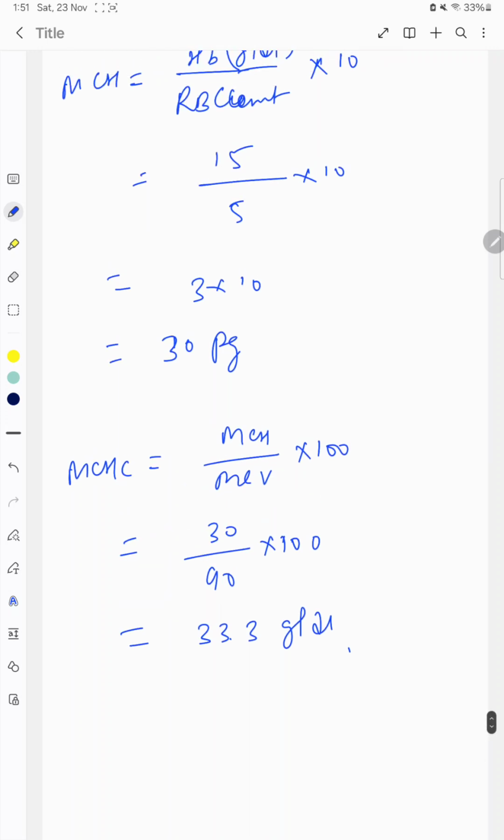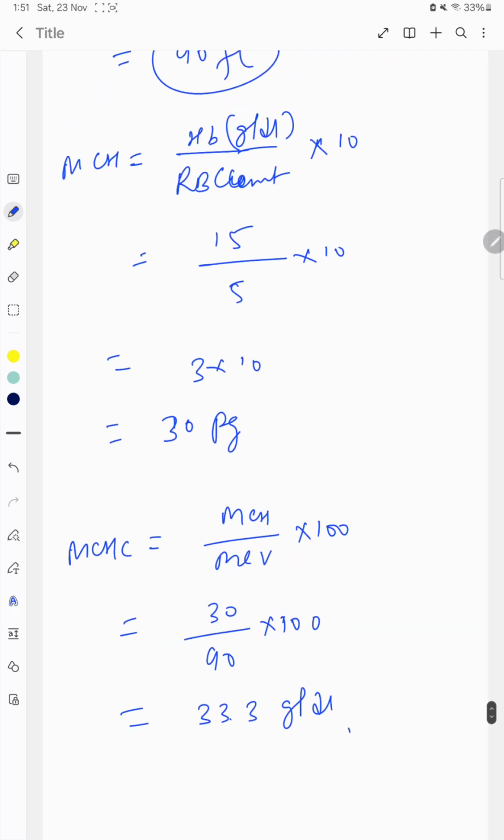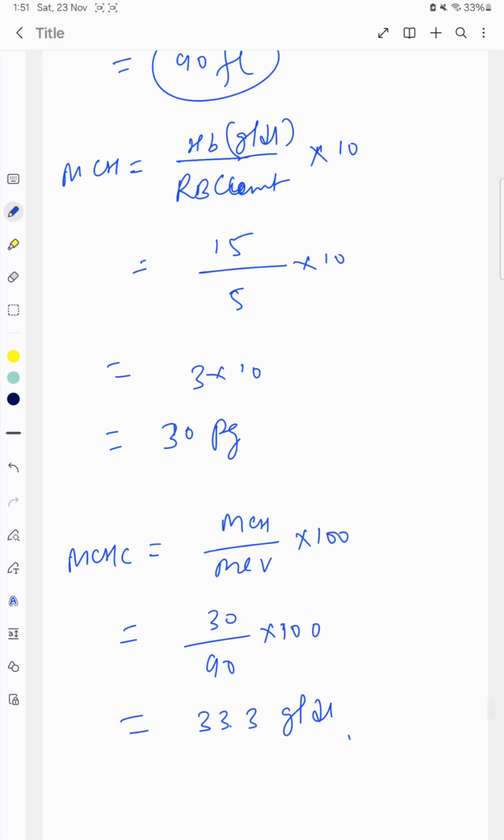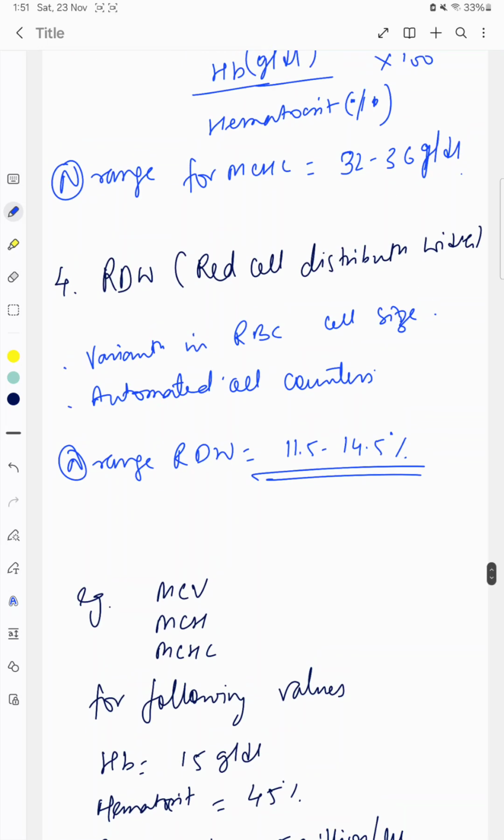This is how we calculate the absolute values or RBC indices, and they help us to determine the types of anemia, whether it is microcytic hypochromic, macrocytic anemia, or normocytic normochromic anemia. Microcytic, macrocytic or normocytic is decided on the basis of MCV, and hypochromia is decided on the basis of MCH. Thank you.